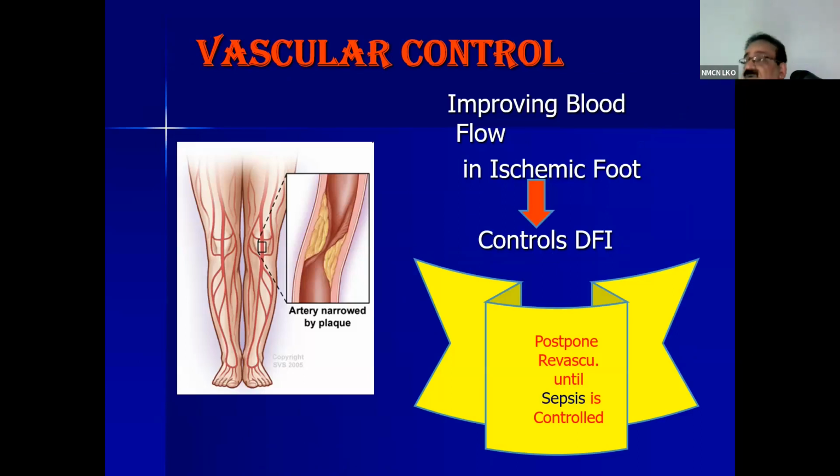Now, next point is vascular control, because it has been seen if you improve the blood flow to the ischemic foot, it controls diabetic foot infection. As I told you, that antibiotics can reach there, but you should postpone the revascularization until sepsis is controlled. You remember? So first of all, take out the pus, then do the angioplasty or bypass next day, something like that.